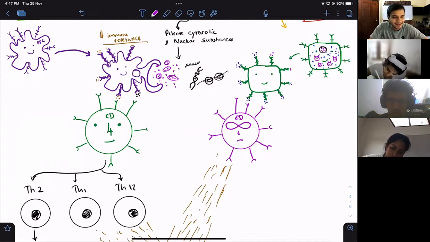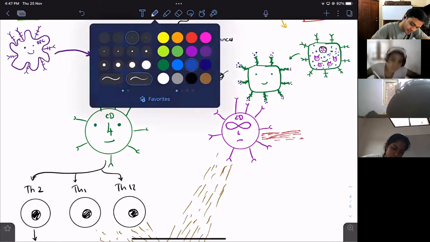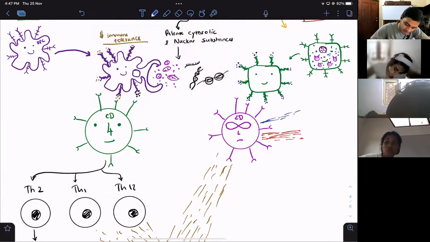Can you be a little bit more specific? Granzymes, excellent. Anything else? Perforins, excellent. These two are the major ones, guys. You all can put it in a red color, and let's say another blue color substance, something like that. This is perforins, and the red one will say granzymes.